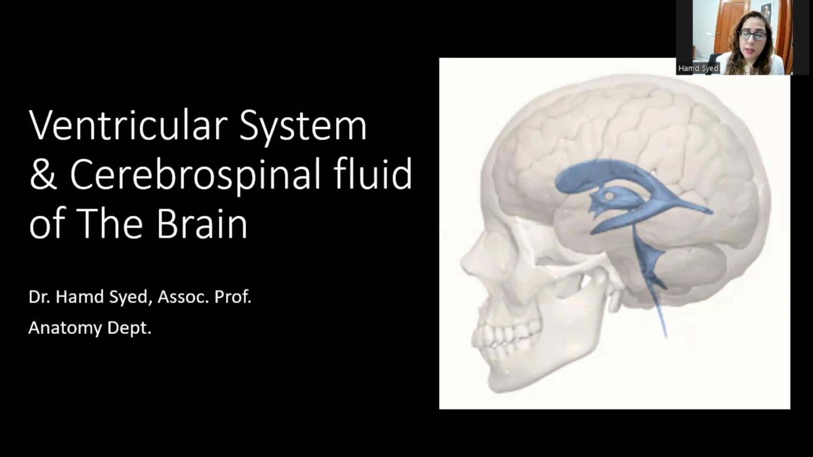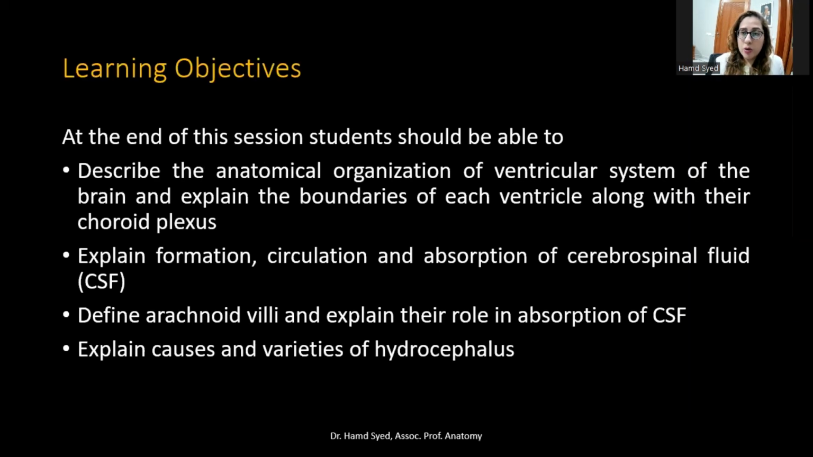Today I will be discussing this in connection with the following learning objectives, in which I will talk about the anatomical organization of the ventricular system of the brain and explain the boundaries of each ventricle along with the choroid plexus. Also, I'll discuss the formation, circulation, and absorption of CSF. I'll be defining arachnoid villi and explaining their role in absorption of CSF. And also at the end, regarding the clinical application, I will be talking a little about hydrocephalus.